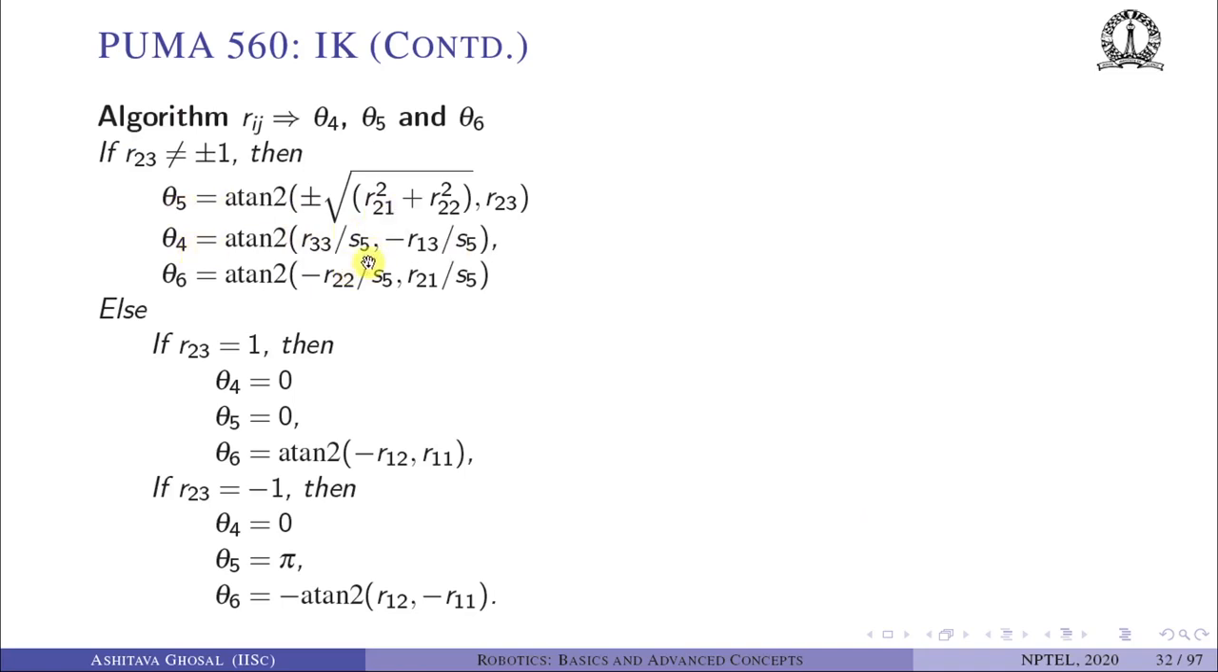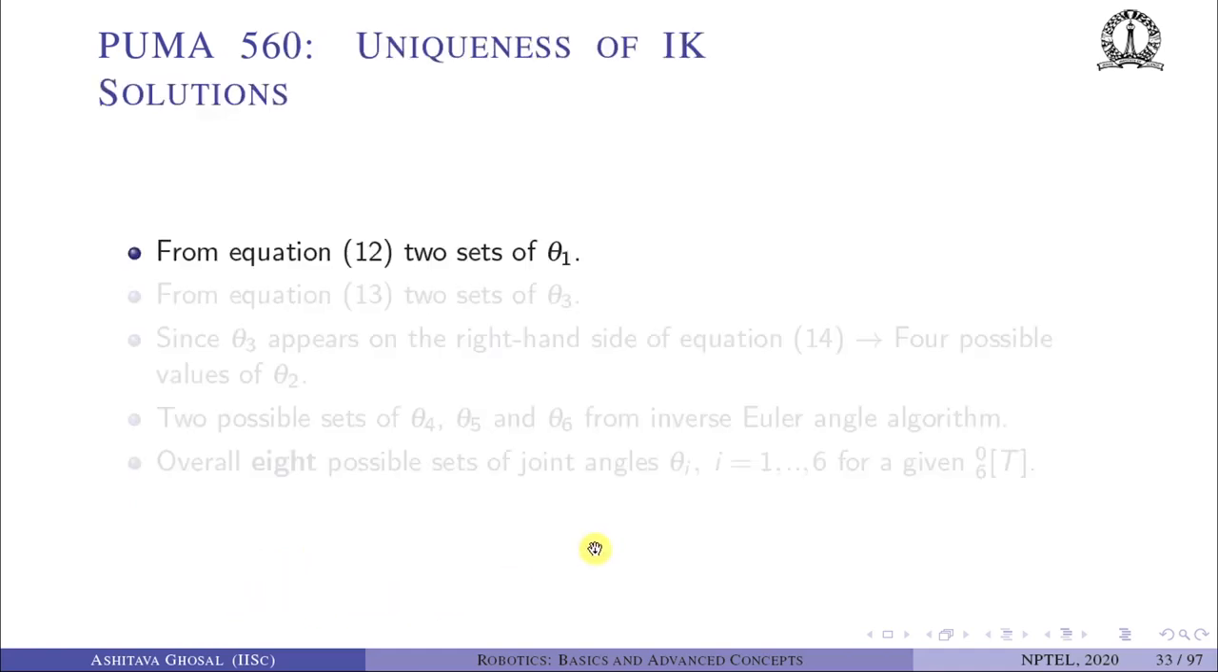Then we can divide by sine theta 5 and find theta 4, again using an atan2, and theta 6 by dividing by sine theta 5, these two minus R22 and R21, and find theta 4, theta 5 and theta 6. If R23 is plus 1, this is a special or a singular configuration, we set theta 4 as 0, theta 5 as 0 and theta 6 this. If R23 is minus 1, then we set theta 4 as 0, theta 5 as pi and theta 6 this.